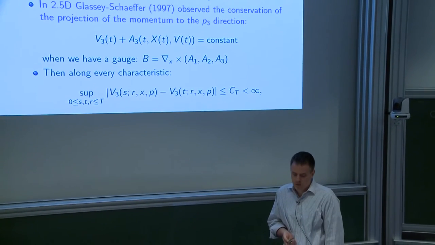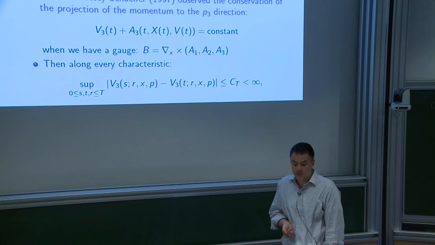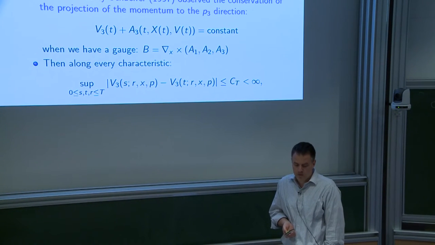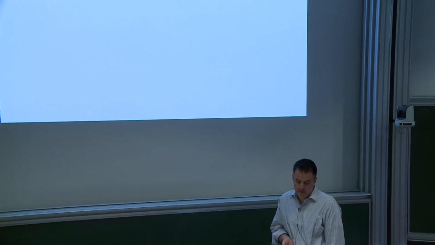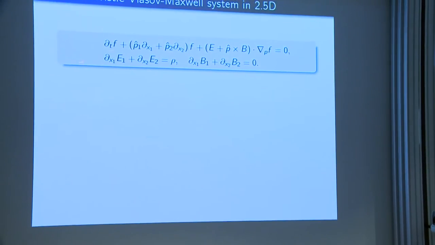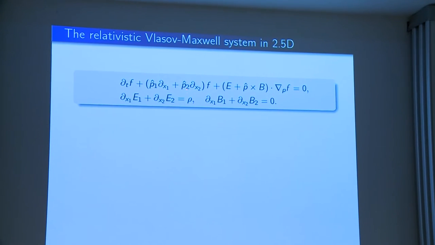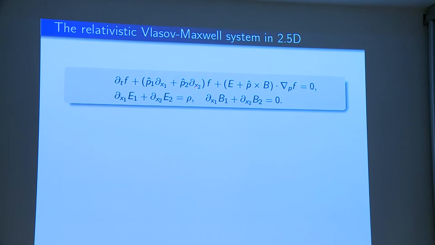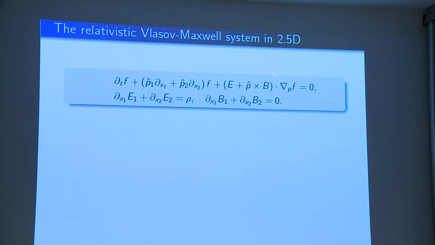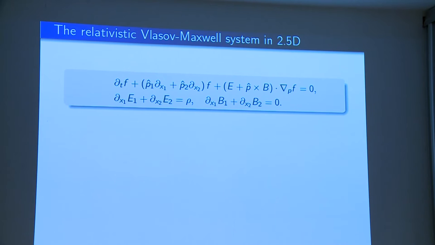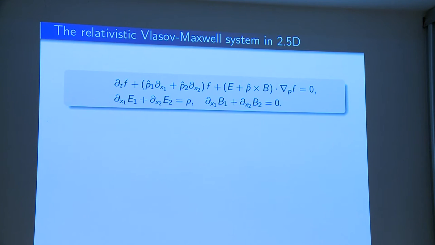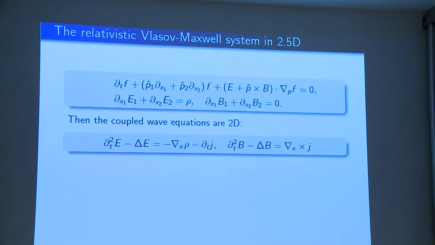Without this, the proof really needs this to prove existence and uniqueness. Okay, so this is the system. This is Vlasov-Maxwell in 2.5D. You have partial t, p1 hat, gradient x, plus p2 hat, partial derivative of x, and then you have the Lorentz force dotted with gradient p of f, and you have the divergence conditions: the divergence of E is equal to rho, and the divergence of B is equal to zero.